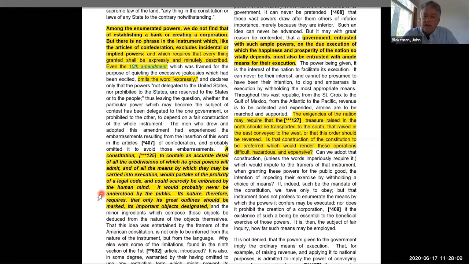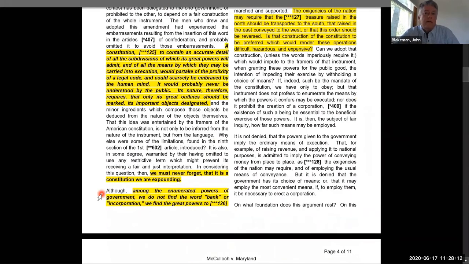And so Marshall is telling us how we ought to be thinking about the Constitution. It's a broad outline. The broad powers of Congress are written down, marked out. The important objects of the national government, peace, security, general welfare, are written down. But the details have to be filled in as we go. And he says, we must never forget it is a constitution we are expounding, that it is a broadly written document with only its great outlines marked out.